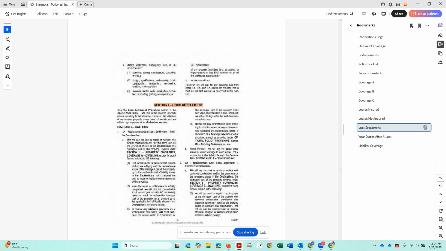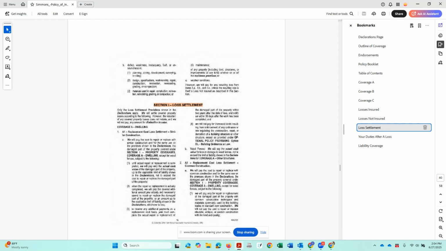Until actual repair or replacement is completed, we will pay only the actual cash value of the damaged part of the property up to the applicable limit of liability shown in the declarations, not to exceed the cost to repair or replace the damaged part of the property. And then, when the repair or replacement is actually completed, we will pay the covered additional amount you actually and necessarily spend to repair or replace the damaged part of the property.